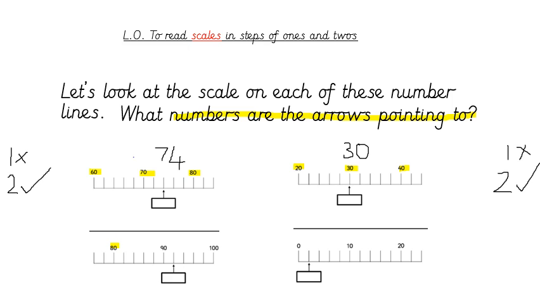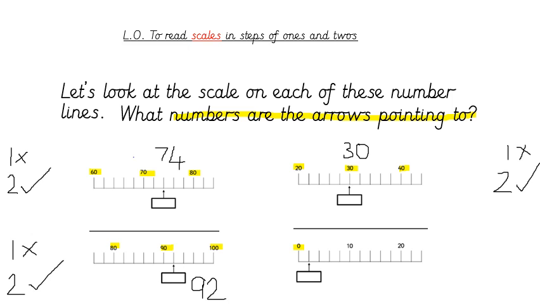Next one, so here's 80, 90 and 100. So let's start at 80, let's count in ones. So 80, 81, 82, 83, 84, 85. Is that 85? No. Let's try twos. 80, 82, 84, 86, 88, 90. So it does go up in twos, doesn't it? So now we can work out what comes after 90. 90, 92. There we go. Right, next one.